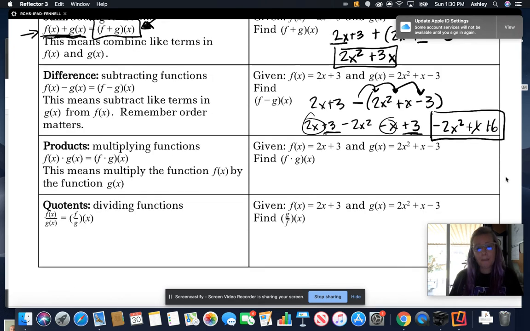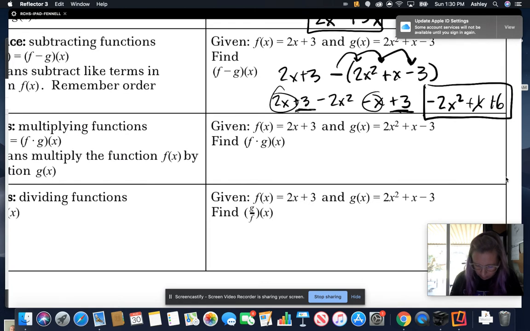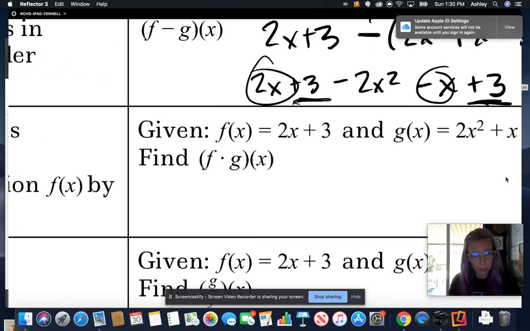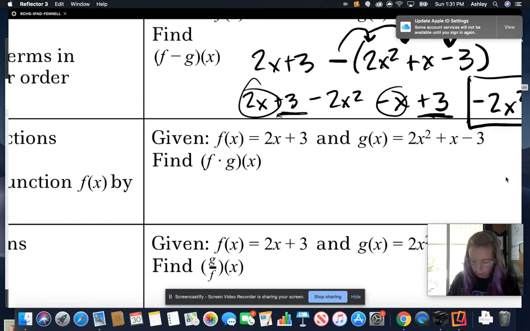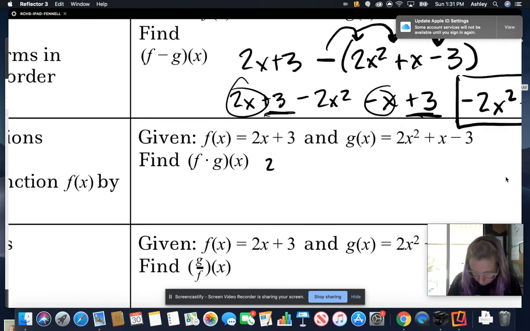Okay, f times g of x. Now look at this symbol right here. This is a multiplication symbol, that filled in solid dot. That means multiplication. So now we're going to multiply these two functions together. So I want to multiply these two. 2x plus 3 times 2x squared plus x minus 3.